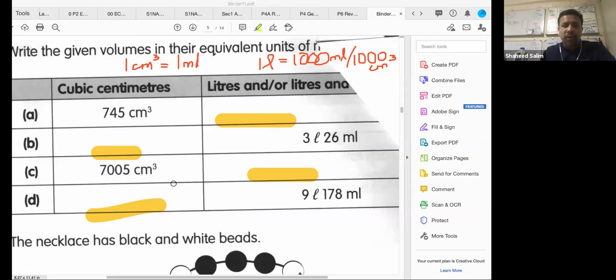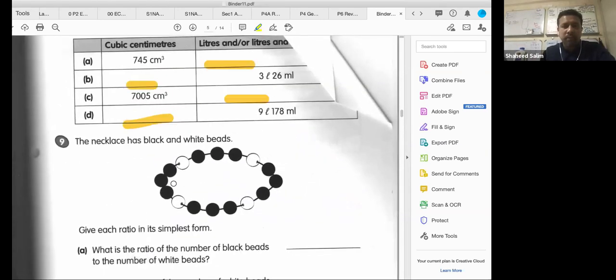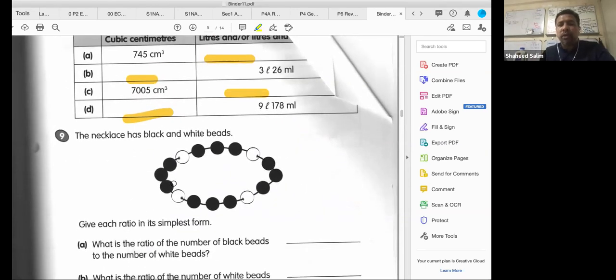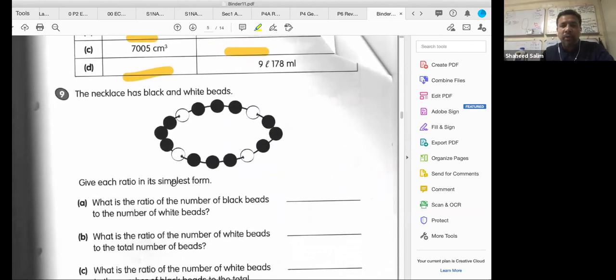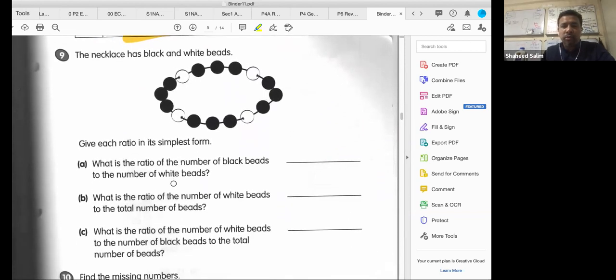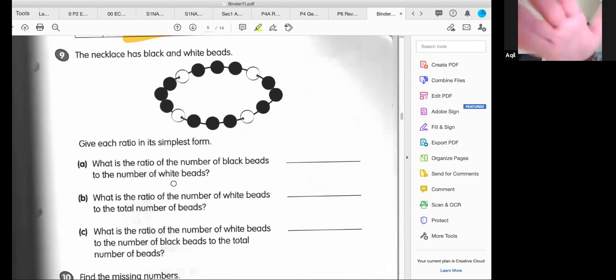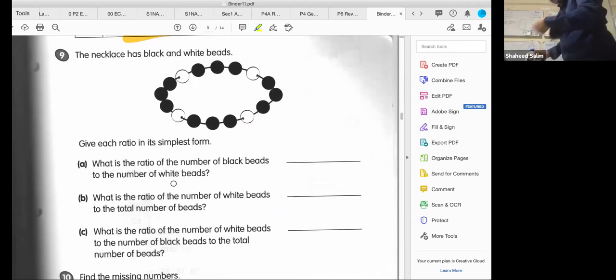So now we move on to the next one. Ratio. Can you try now ratio? Do you remember ratio? Okay, you try number 9. Okay, while I put back the drink. So easy. You try number 9.